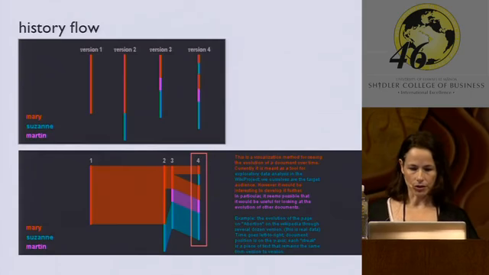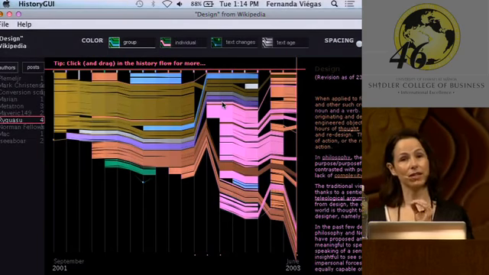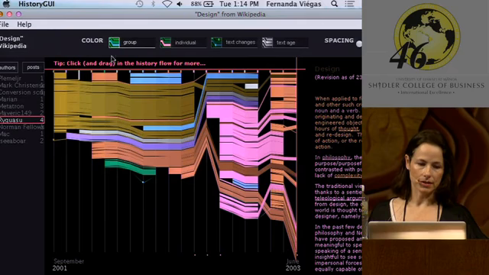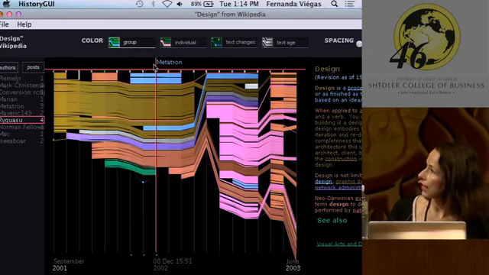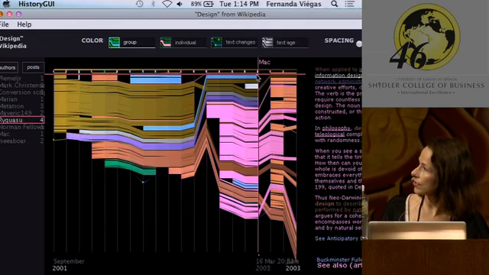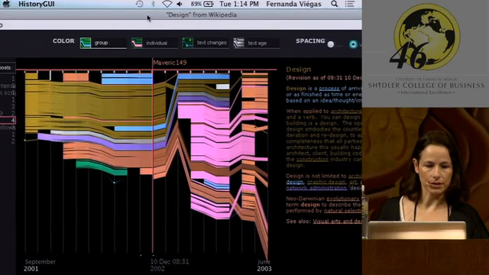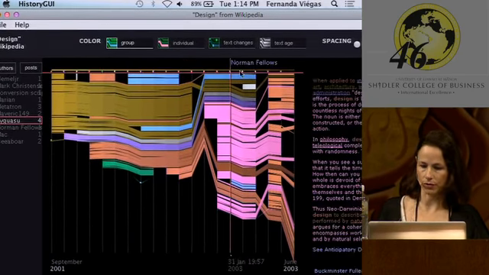So let me actually show you what History Flow looks like. And keep in mind, this is canned data because we did this in 2003. So this is the diagram for the article on design on Wikipedia. You can see that as I interact with it, the text on the right changes, okay? I'm actually going to move this so you can see a little bit more. Oh, I can't move too much, otherwise I lose my controls.